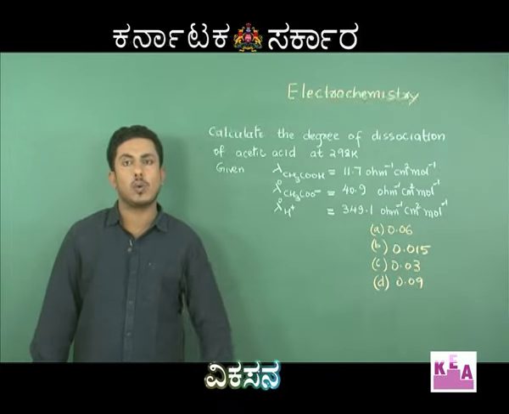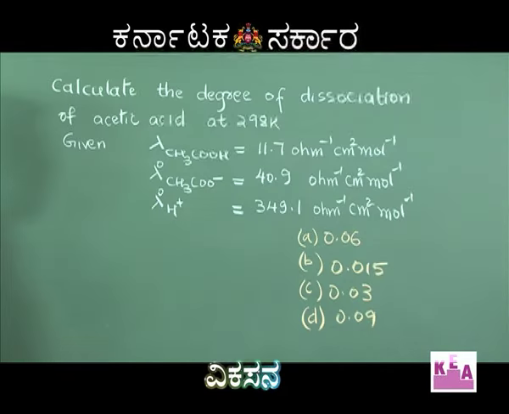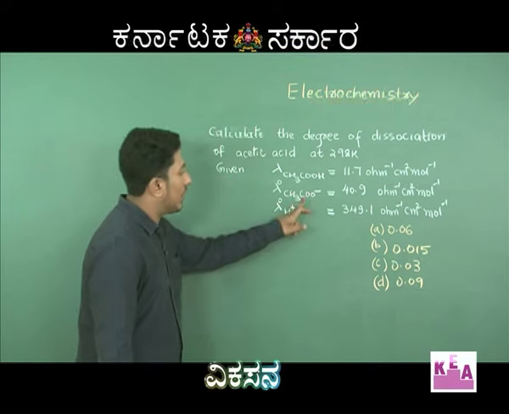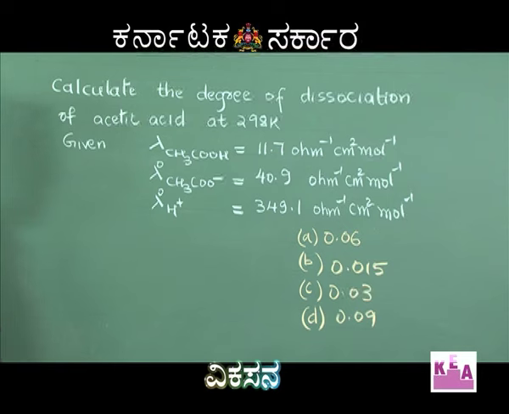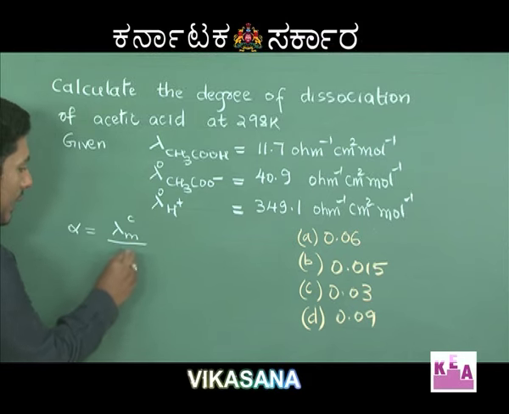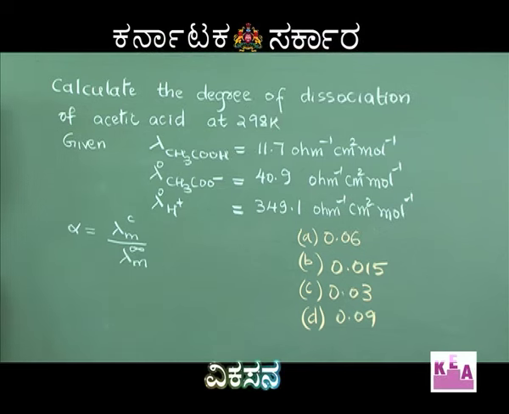The next question is related to calculating the degree of dissociation. Calculate the degree of dissociation of acetic acid at 298 Kelvin given molar conductivity of acetic acid 11.7, molar conductivity of acetate ion at infinite dilution 40.9, molar conductivity of H plus ion at infinite dilution 349.1. Degree of dissociation alpha is given as molar conductivity at a given concentration divided by the molar conductivity at infinite dilution or zero concentration.